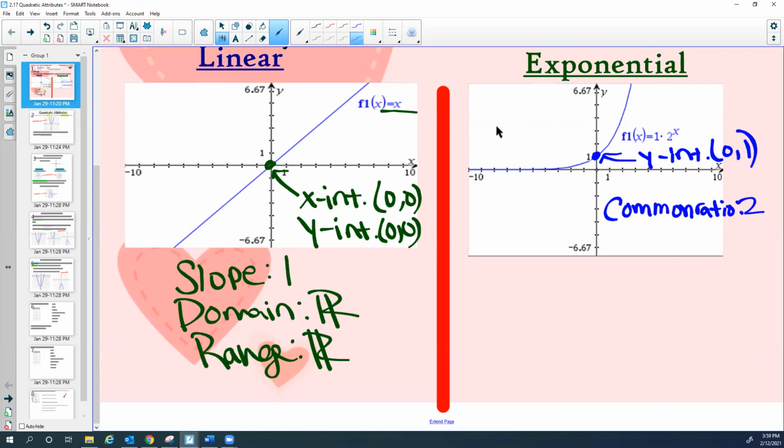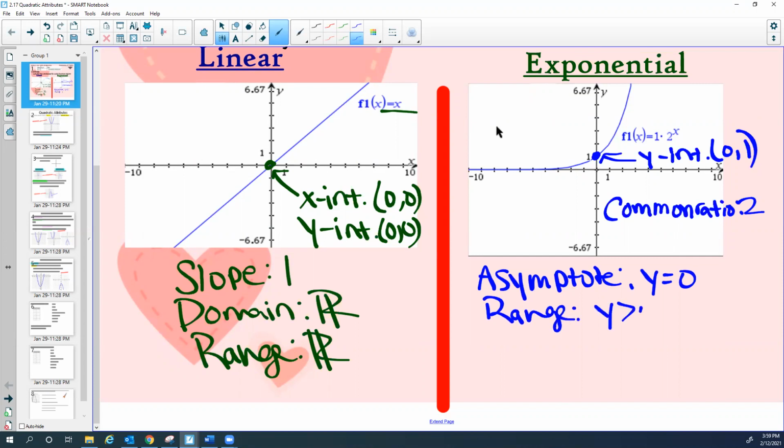Let's see. Another attribute of exponential, it has an asymptote of y equals 0. That is why our range is y is greater than 0. Our domain is all real numbers. And we can say this graph represents a growth.